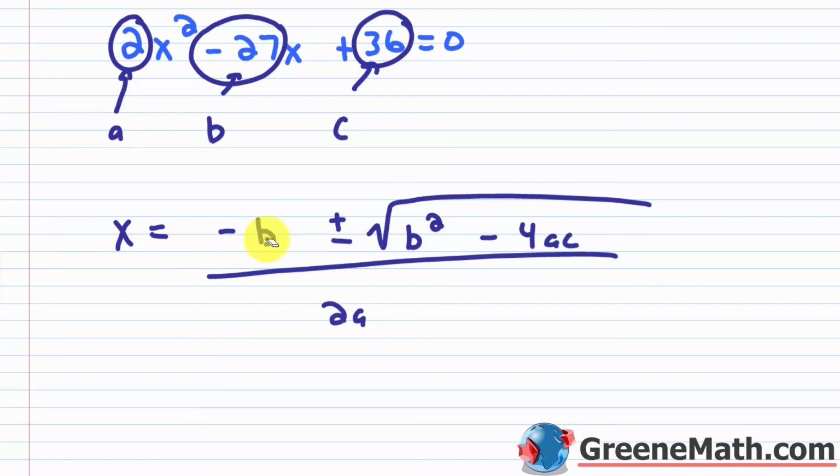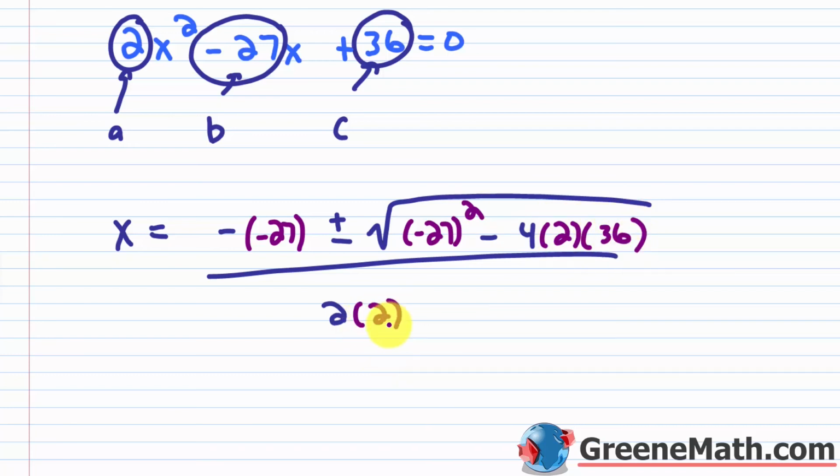So the negative of b is negative 27, so just plug that in there. Then b squared, you've got negative 27 squared. 4 times a times c, a is 2, c is 36, and then a again is 2. Okay, so we filled all this in. Now we can just kind of crank it out.